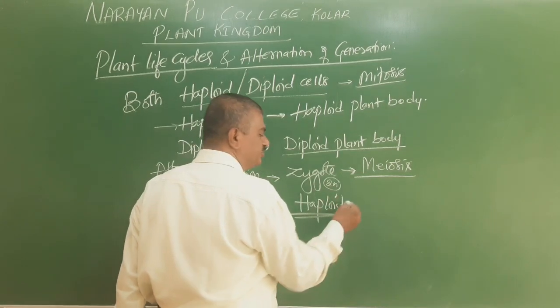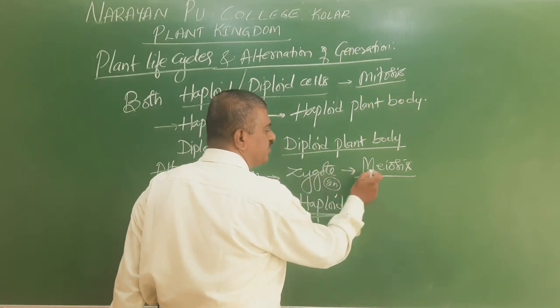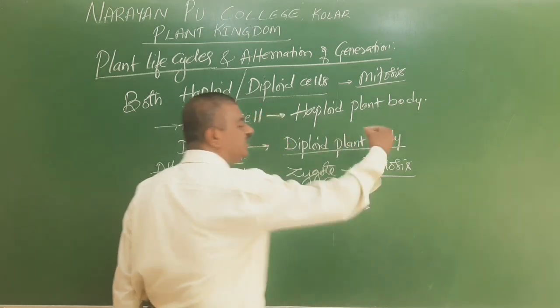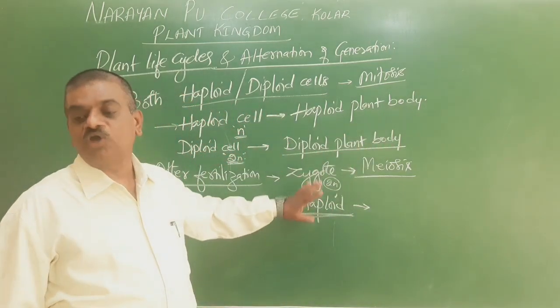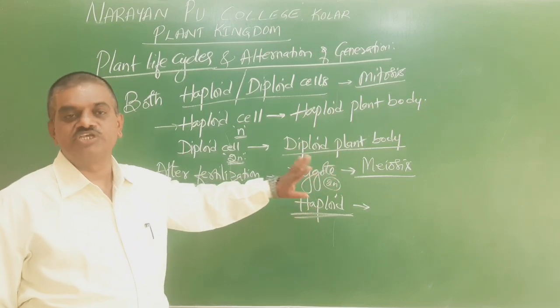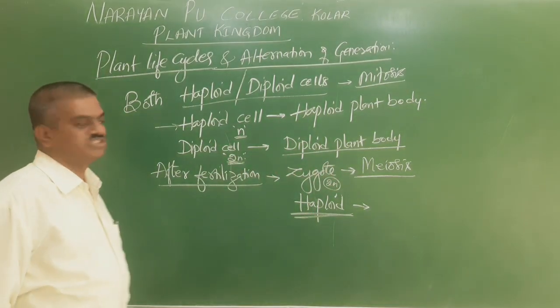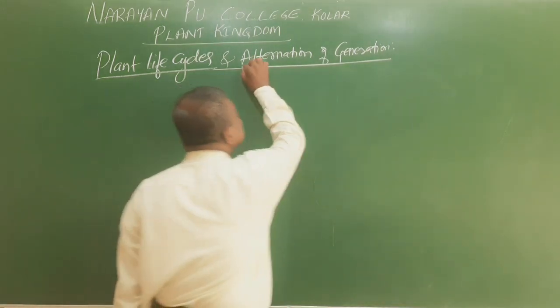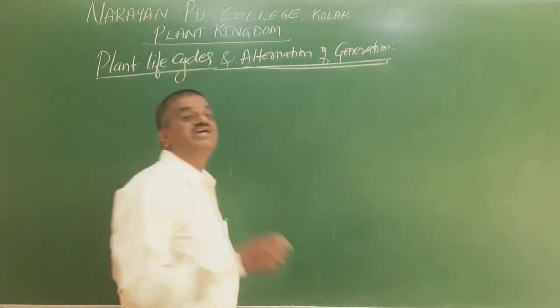Haploid cells are being produced. So usually the zygote undergoes meiosis to give rise to haploid cells. This further gives rise to haploid plant bodies. It gives rise to haploid plant bodies. So we go for the next heading called alternation of generations.